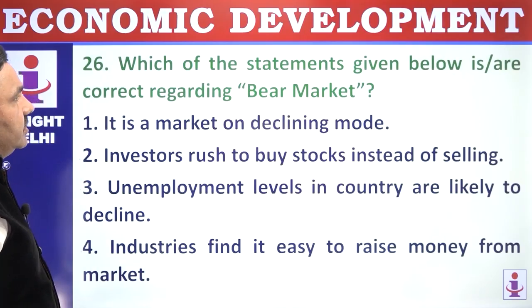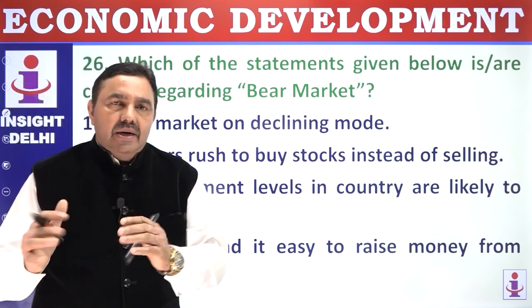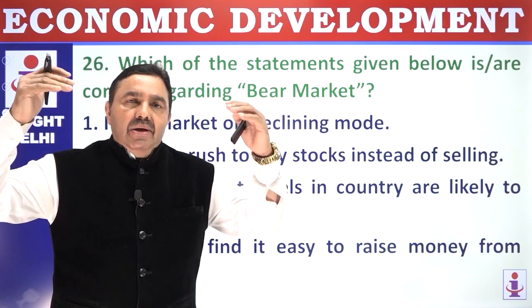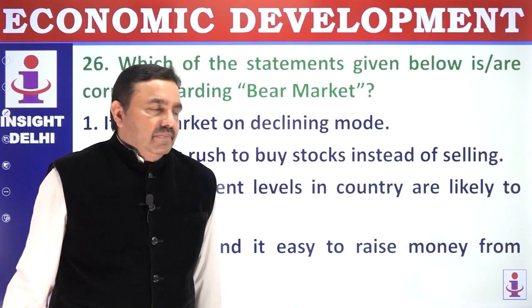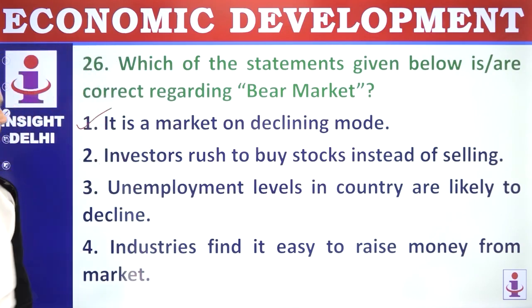Which of the statements given below are correct regarding bear market? Bear market means a seller's market. There are two kinds of forms in the stock market. Bull market, when the market is rising rapidly. Bear market, when the market is down, when the market is declining. It's a market declining mode, that's correct.